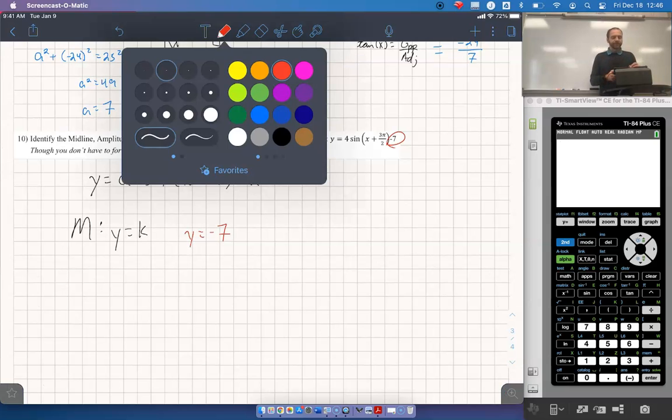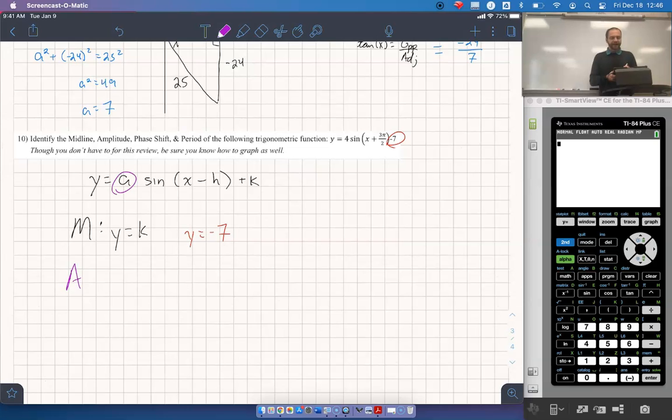My amplitude is going to be my a. Now in this case it's 4. Now be aware, even if this were a negative 4 up here, the amplitude would still be 4. The only thing that negative tells you is that it is reflected over the x-axis, or the graph is flipped from the starting point. So even if it was negative, your amplitude is always positive.